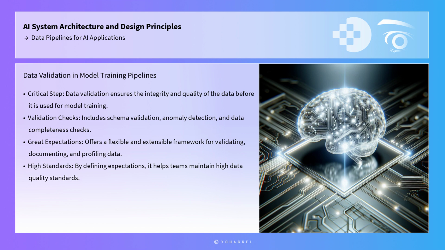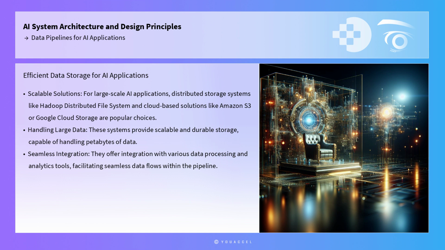Data validation is a critical step in the pipeline, ensuring the integrity and quality of the data before it is used for model training. Validation checks may include schema validation, anomaly detection, and data completeness checks. Tools like Great Expectations offer a flexible and extensible framework for validating, documenting, and profiling data. By defining expectations about the data, Great Expectations automatically tests datasets and generates documentation, helping teams maintain high data quality standards.